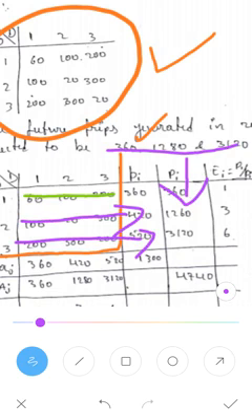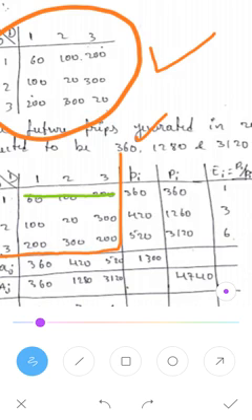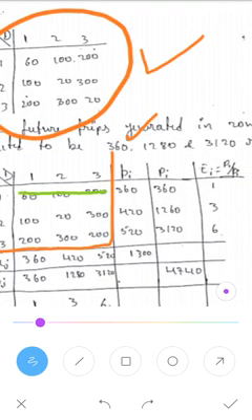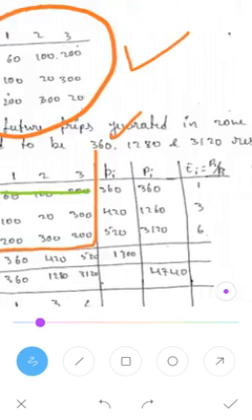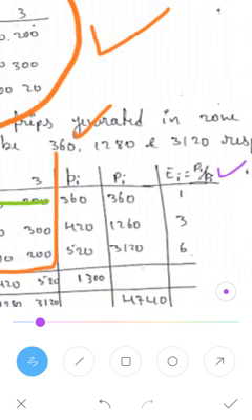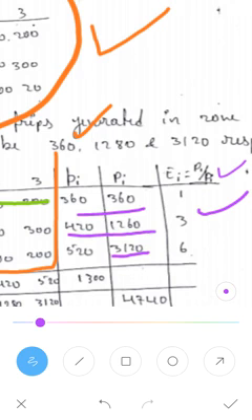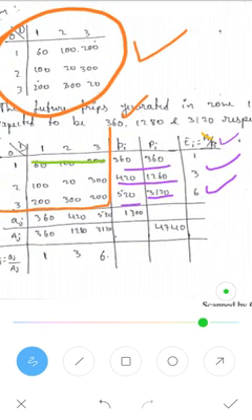Next, you know that growth factor Ei is equal to capital Pi divided by small pi. Small pi is the denominator. So 360 divided by 360, 1260 divided by 420, that is 3. 3120 divided by 520 is 6. This is for here.